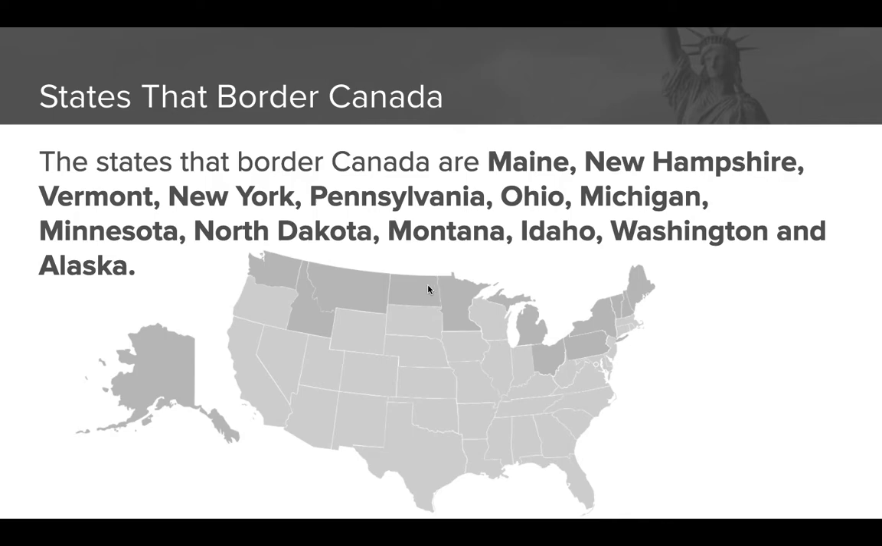Oh, this one's North Dakota. This one's Minnesota, North Dakota, Montana, Idaho, Washington, and Alaska. Was a real test of my geography knowledge. Yeah, so you just need to know any one of those states that border Canada. Washington might be easy to remember because it's right on top of Oregon.